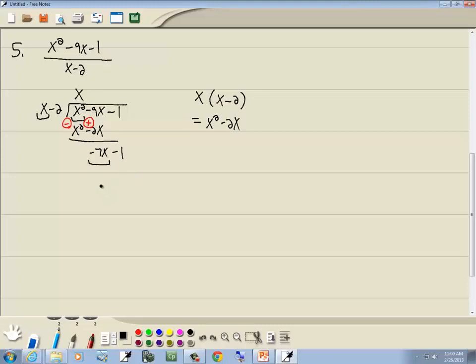And again, we look at the first term of each, decide what to put up on top. You ask yourself, what times x gives you negative 7x, and that gives you negative 7. Whatever you put up on top, you multiply by what's out in front. So take negative 7 times x is negative 7x. Negative 7 times negative 2 is positive 14. Put that there. And we're going to subtract.